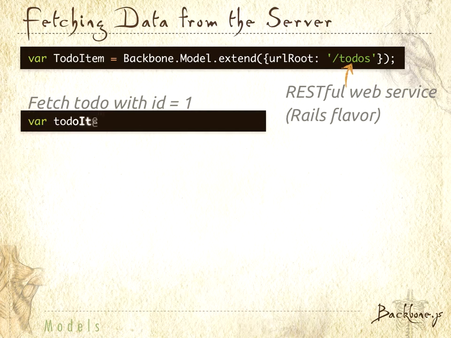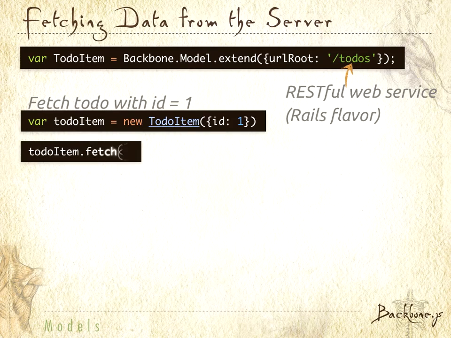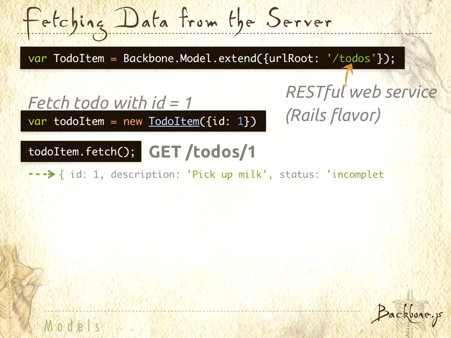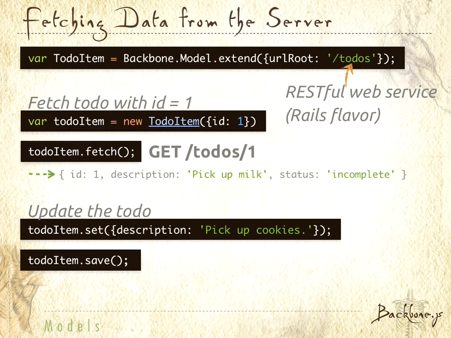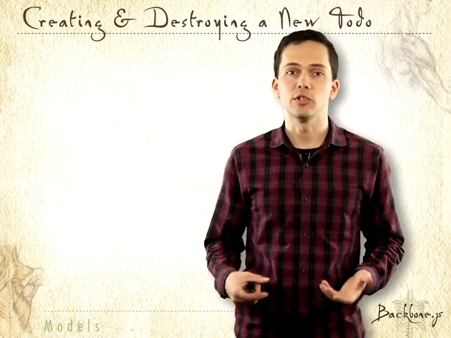To fetch the to-do with ID of 1, we simply send in the ID when we define our to-do instance. To fetch the data for the to-do, we just call fetch. That's going to do a GET request to the to-do/1 URL. It's going to return the JSON and populate the instance with that data. To update the to-do item on our client, we call the set command. And then if we want to synchronize that with the server, like we saw before, we call the save command. And in this case, it's going to do a PUT request to the to-do/1 URL and send the JSON parameters with the model data.